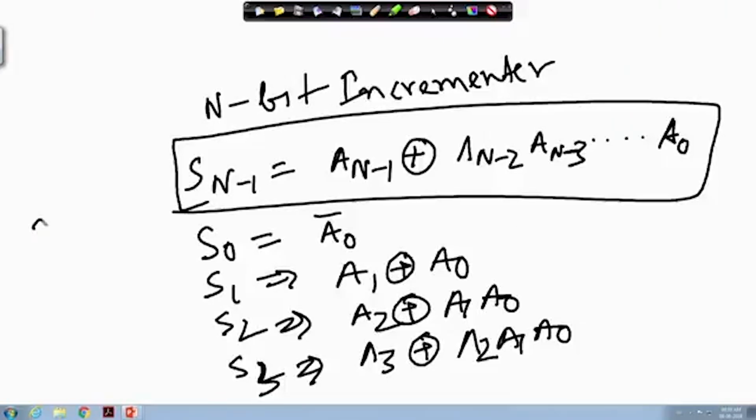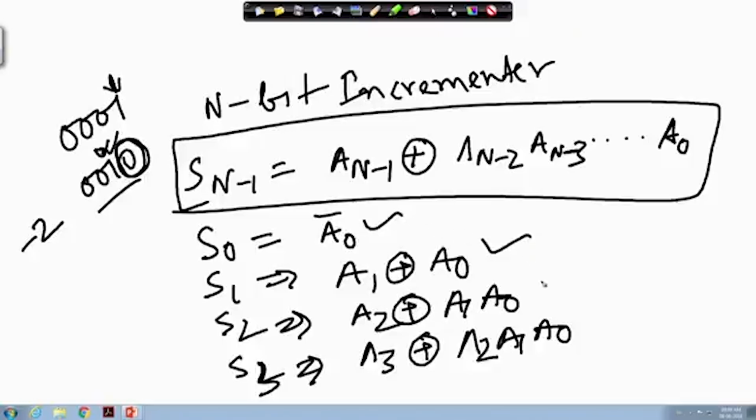If I want to add 2, that means 0 0 1 0, at that time what will happen? That means only where this position is 1, it affects the bits on the left-hand side, that is, towards the MSB side. As I am adding 0 at the LSB position, that bit will remain unchanged, and from where we are adding 1, from there it will follow this particular equation. The same thing will happen if I want to add 4.